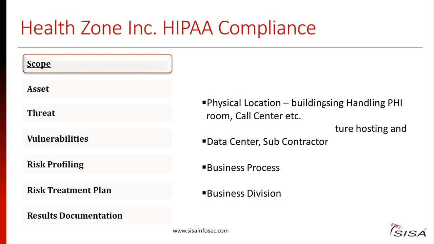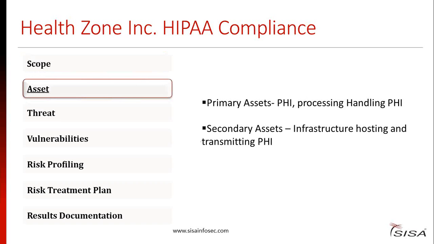Next step, they have identified the assets. So again, your focus has to be on the PHI. So the primary asset will be protected health information and the processes that are accessing the PHI. Secondary assets will be infrastructure and servers that are hosting, accessing, or transmitting the PHI.